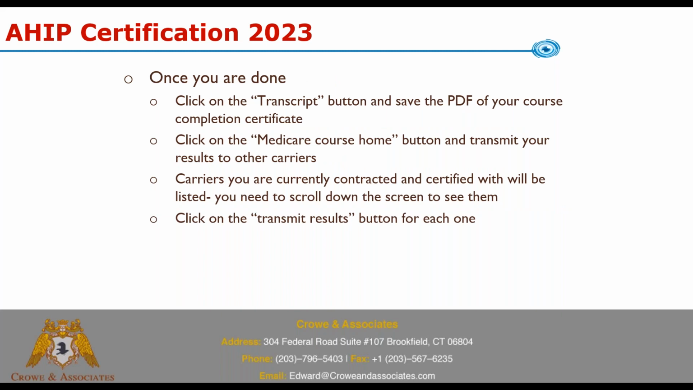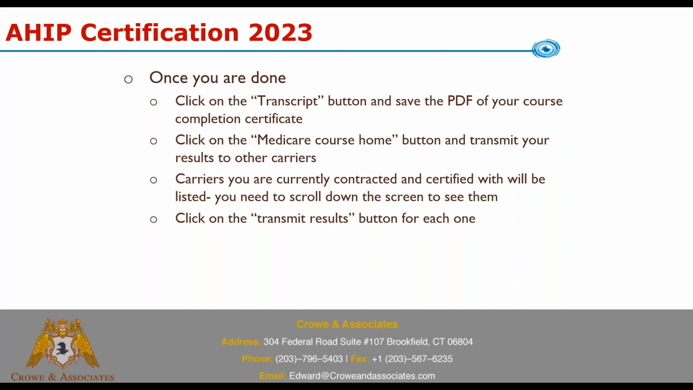Okay, so you take the test, you pass it. Once you're done, you're going to click on the transcript button and save the PDF of your course completion certificate. You're going to click on the Medicare Course Home button and transmit your results to other carriers. Most carriers are in AHIP, so when you've passed it, regardless of what carrier certification portal you took it through, you're going to be able to transmit the results of that test to the various carriers. They will list all the carriers that you're contracted with, and you can click transmit on each one of them, and it will transmit your results to them.